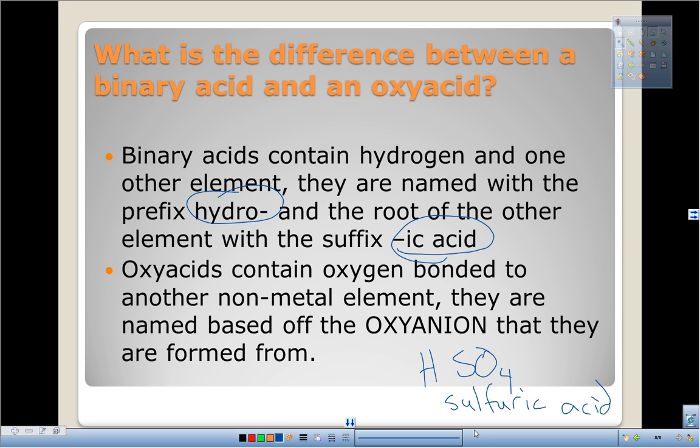The beauty of a naming rules test is once you know the naming rules, it's the same for every problem. Just like a lot of things we've done in chemistry. Once you know how to do one, you can do them all. Sulfuric acid. What's the charge on sulfate? I believe it's -2. And hydrogen is a +1. So my formula has to be H2SO4.